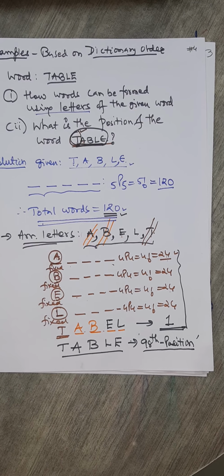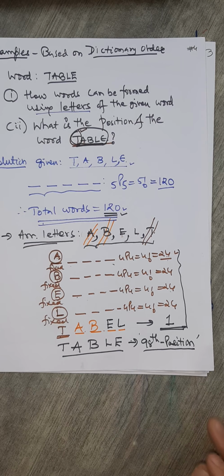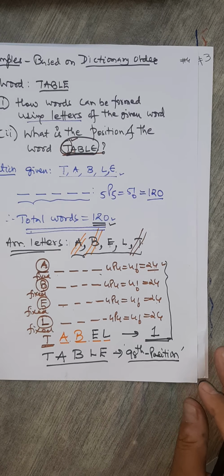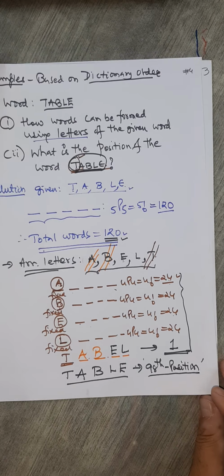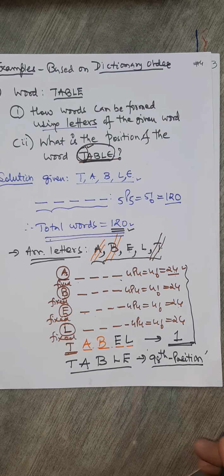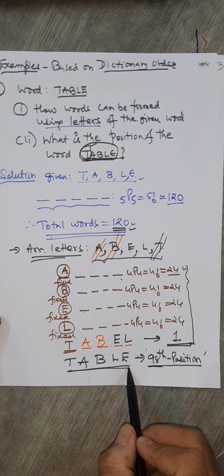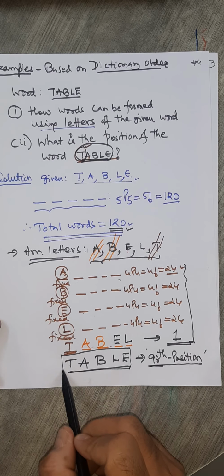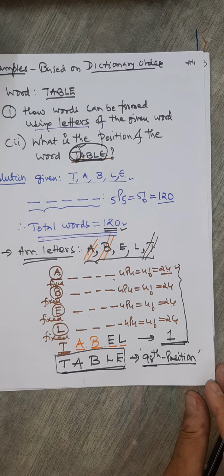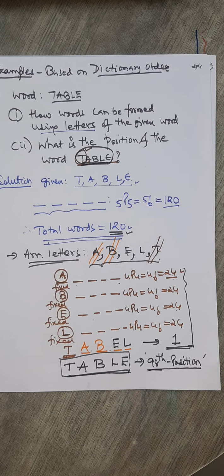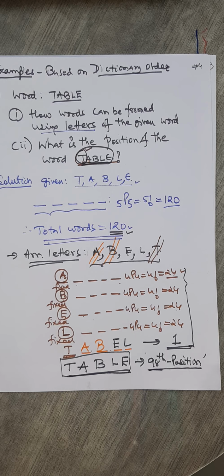Fine. So there are 120 words, remembered. Words कितने हैं total? 120 words हैं. उसमें से 120 में से जो वर्ड 98th पोजीशन पे आएगा वो टेबल वर्ड होगा. Fine. So this is the way to handle such dictionary order questions if you follow the method. Right. I'll do one more question.